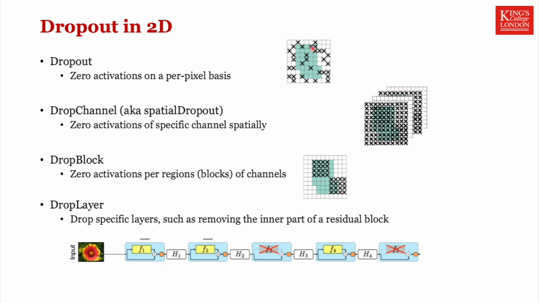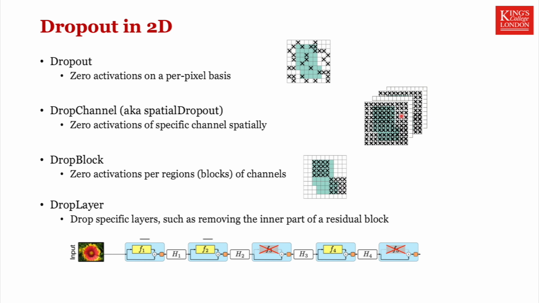And obviously the convolution wouldn't make any sense anymore because many of the elements of that convolution are now going to be 0. In order to fix this issue, there are several types of dropout in 2D or 3D that have been proposed. One of them, called spatial dropout or drop channel, as the name says, you drop completely one of the many channels of a feature activation.